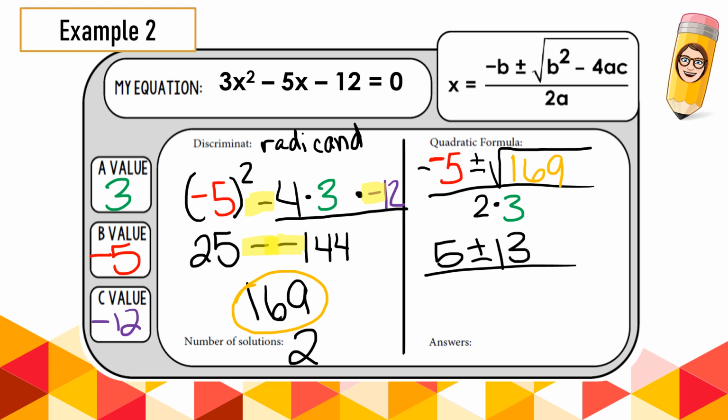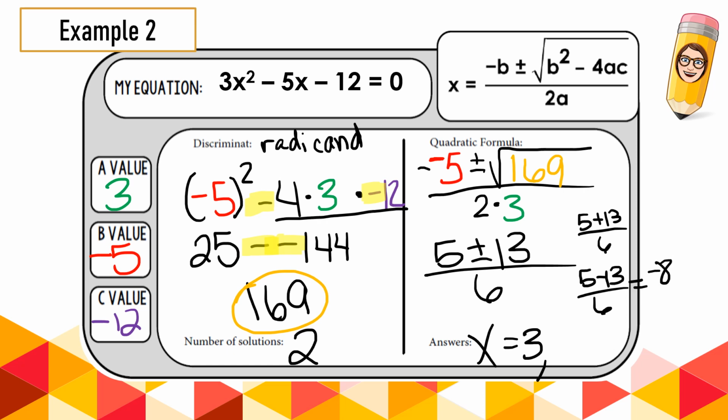169 is a perfect square. You guys got to have those memorized, remember? And 2 times 3 is 6. Now, this is a perfect answer, and I want a perfect answer. I want you to tell me what 5 plus 13 divided by 6 is, and I want you to tell me what 5 minus 13 divided by 6 is. Okay, so 5 plus 13, that's 18, divided by 6, that's 3. 5 minus 13 is -8/6, which reduces down to -4/3. There are my 2 nice answers.